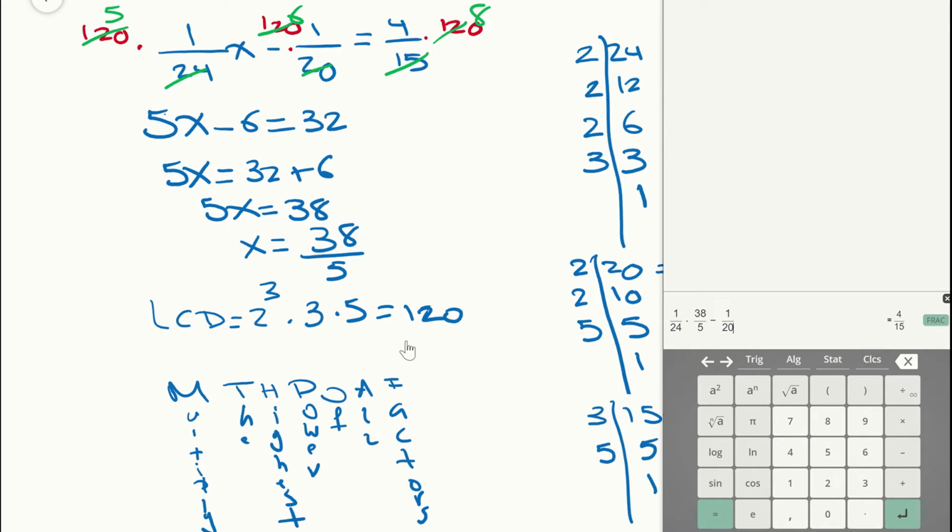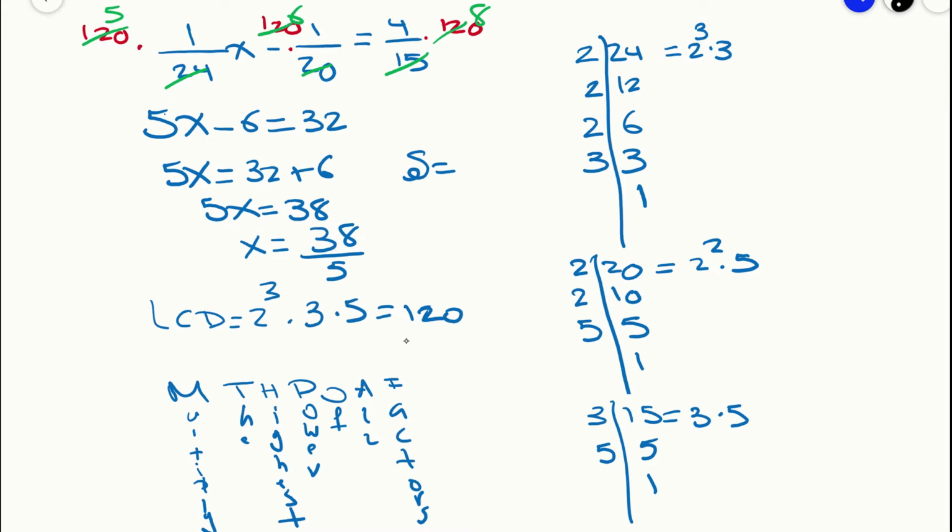And now we go ahead and write the solution set in this manner. We use this set notation with braces, and we put just the numerical value of the solution, so 38 over 5. You don't want to put x equals or anything like that.